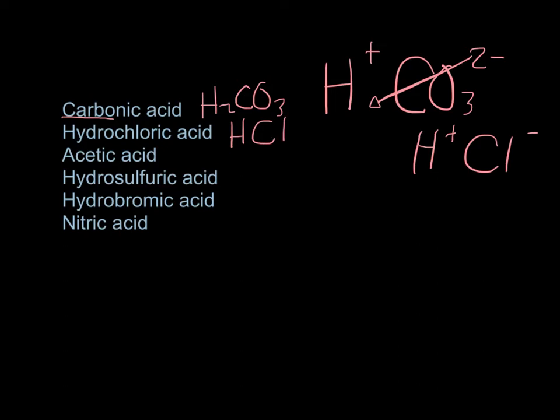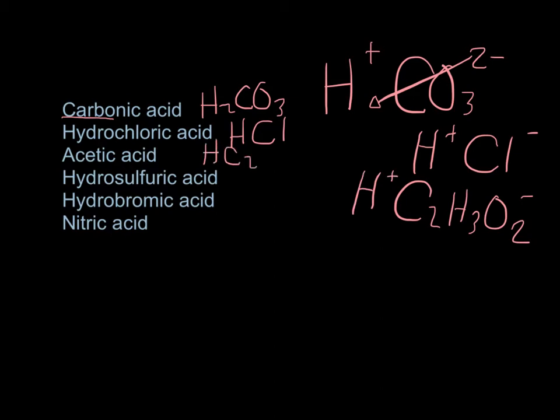Acetic acid does not start with hydro, so it must be one of those polyatomic ions that I had to memorize. That was acetate: C2H3O2 with a minus charge. So if I have an H plus and I have that, it balances out. That's HC2H3O2. That's just vinegar, actually. So acetic, acetate.